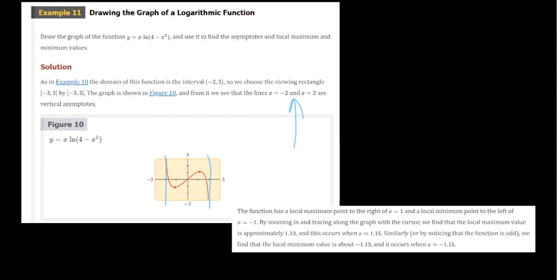I want you to know how to do things and understand them. But as far as the test goes, nothing like this is going to be on the test, because I really hate calculators. Anyways, you can see your local minimum is located here. It looks like it's at negative 1.15. That's what it says there anyways. And then right here would be our local maximum, which would be about 1.15.